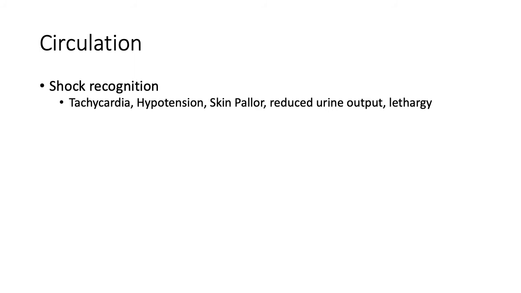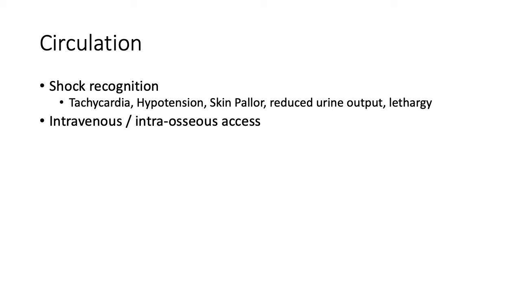In the assessment of circulation, we are looking for any evidence of shock. Shock is defined as inadequate end organ perfusion, where the patient may present with tachycardia, hypotension, pallor, reduced urine output, or lethargy. A patient with any evidence of shock should have at least 2 large bore cannulas inserted intravenously. Consider intraosseous access when intravenous insertion has failed on multiple attempts. The line should not be inserted on the same side as a vascular injury.